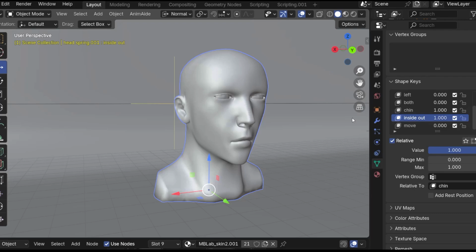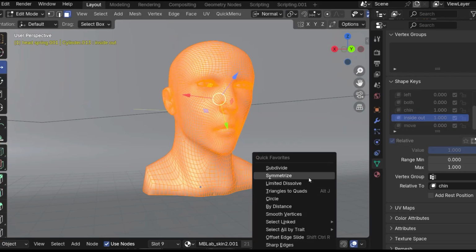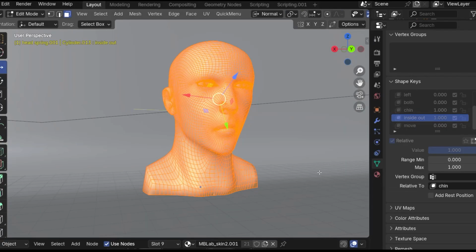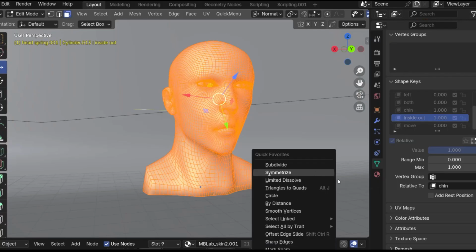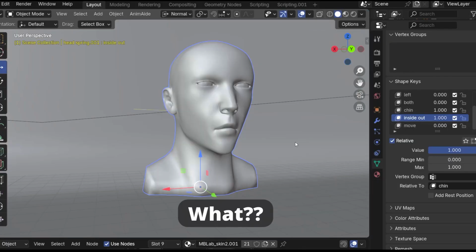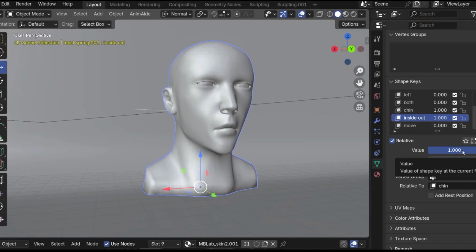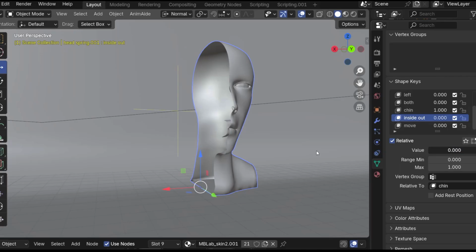So recently I was working on a client test project. In the middle of it, I don't remember what I was doing, but at some point I tried to symmetrize it, and I did it using the symmetrize tool. And after that I forgot that I had a shape key enabled, and when I got out of edit mode it was looking like this.